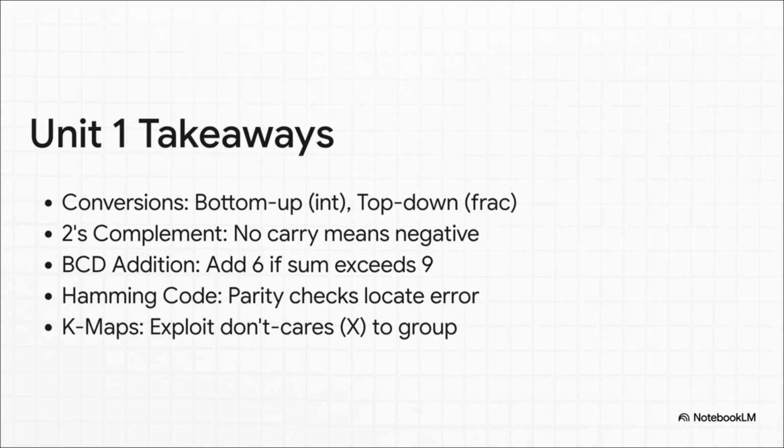All right, let's lock in what we've conquered today. Remember your reading directions for base conversions. Bottom up for integers, top down for fractions. When doing 2's complement subtraction, always watch out for that missing carry. It means you've got a negative result. Don't forget your +6 correction rule for BCD arithmetic. Lean on your C4, C2, C1 parity groups to pinpoint those Hamming code errors. And always, always exploit your don't cares and K-maps to maximize your groupings and simplify your logic.